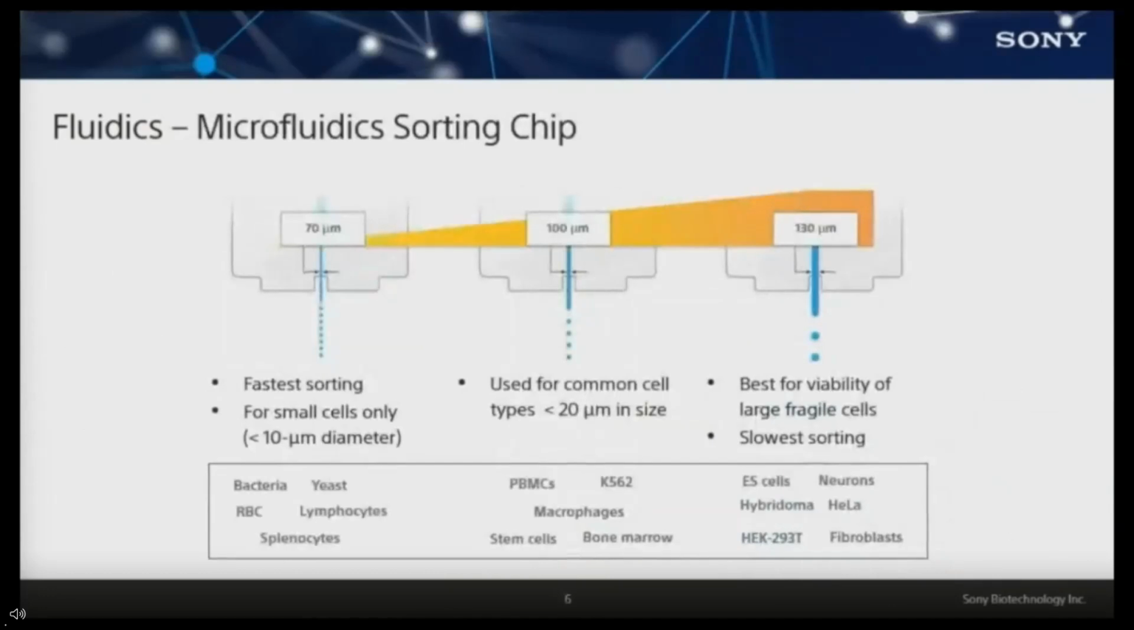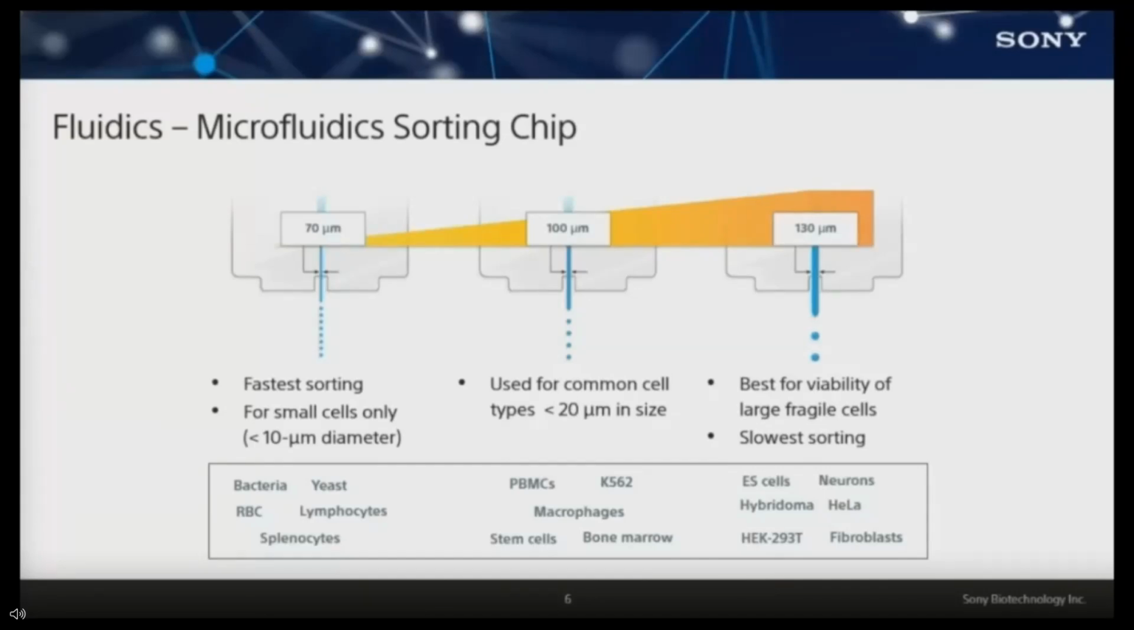A little more on the fluidics based on our various sorting chips. Again, we have 3 sizes, 70, 100, and 130 micron. Fastest sorting is with that of the 70 micron. Used for the smallest cells, so under 10 microns in diameter. Bacteria, yeast, RBCs, splenocytes are ideally run on this.